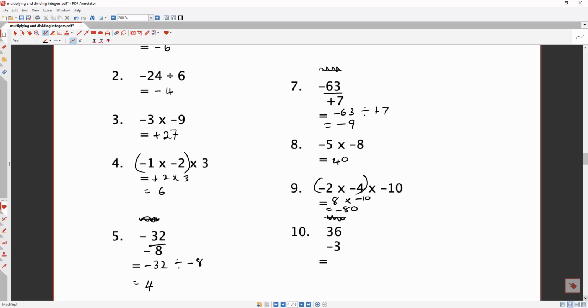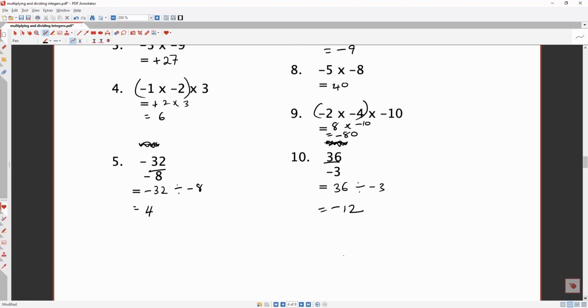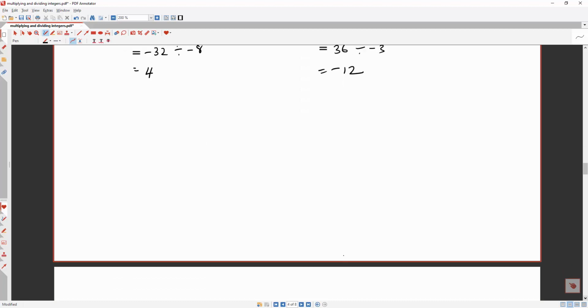All right, this fraction sign again didn't come out properly in the document. So this is positive 36 over negative 3. So that's the same as 36 divided by negative 3. We've got a positive number divided by a negative number, it's negative, and 3 goes into 36 12 times. So there's 10 different variations on the problem.